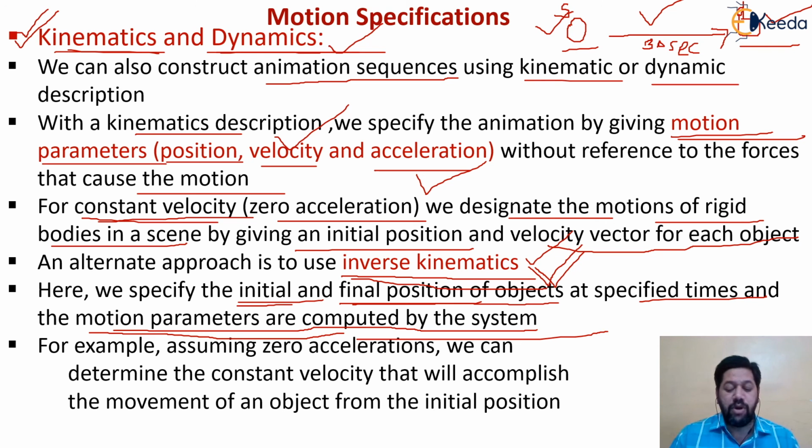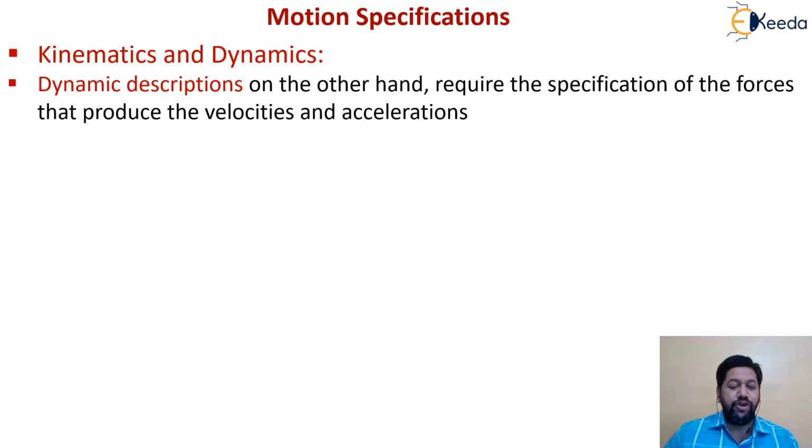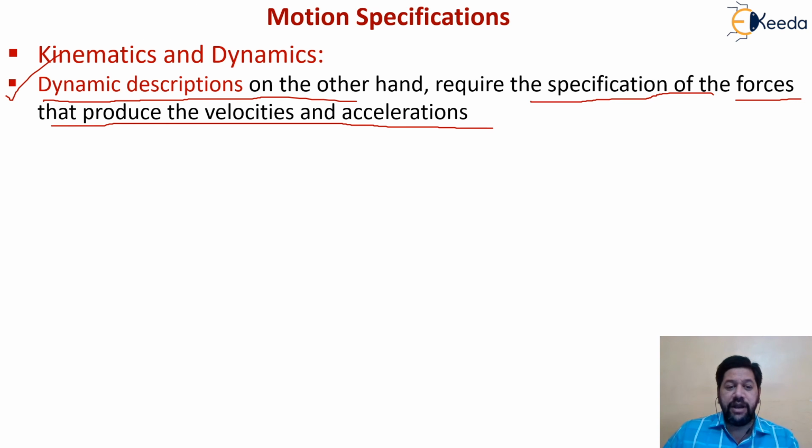Now let us understand about dynamics. Coming to the conclusion of the session now, the dynamic description, on the other hand, requires the specification of the forces that produce the velocity and acceleration. In dynamics we have to take into account which forces, which are the source of the force, that we are going to apply to that particular object.